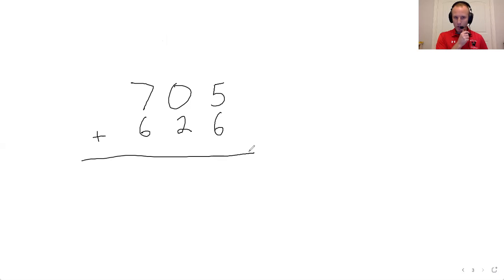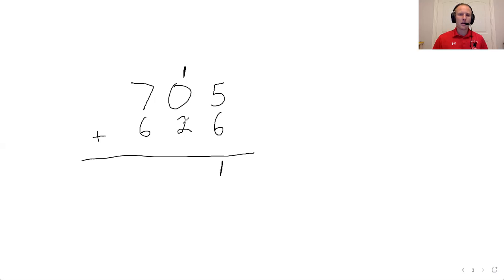So 705 plus 626. I have 5 plus 6 is 11. That's in my ones place. So I can't put 11 down here by itself. I can only put 1 for the ones place. The 10 for my answer gets carried over, regrouped over to the 10 spot.